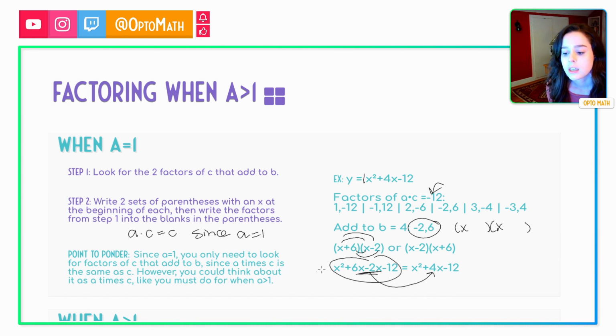Now here is giving us a reason for what we're going to do in just a moment. Notice that these two terms that we have in the middle that equal our bx term come from our two numbers that were the factors that added together to b but multiplied to a times c. And we just put an x with them and they equal that b term. So we're going to use that knowledge in our a is greater than 1 example.